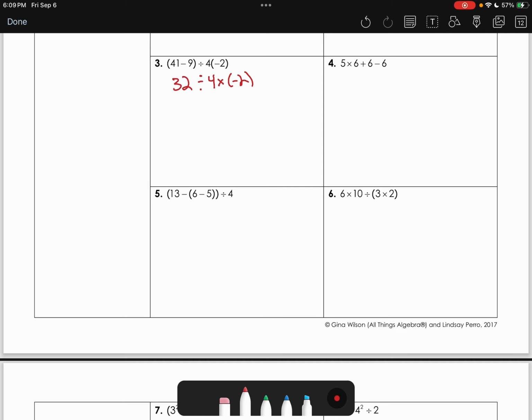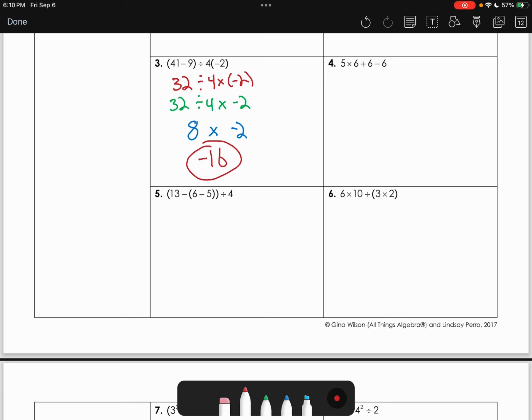32 divided by 4 times negative 2. Because those parentheses are there, I'm going to write it one more time without them. 32 divided by 4 times negative 2. Okay, so we're looking for multiplication or division from left to right. I see division right off the get-go. 32 divided by 4 is going to be 8. We have times a negative 2. 8 times negative 2 is going to get us to negative 16.